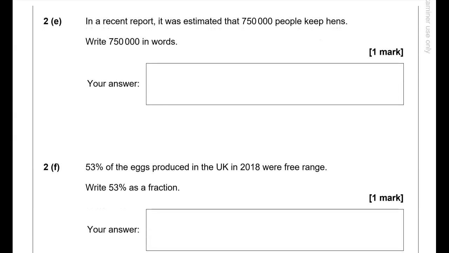In a recent report, it was estimated that 750,000 people keep hens. Write 750,000 in words. So 750,000.